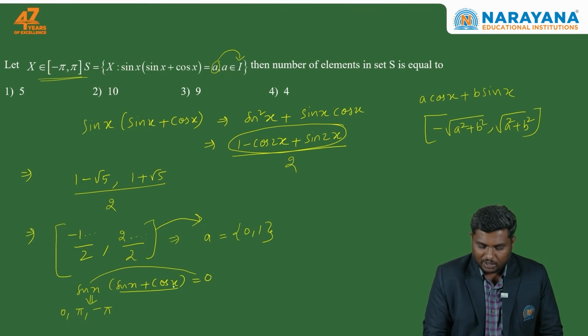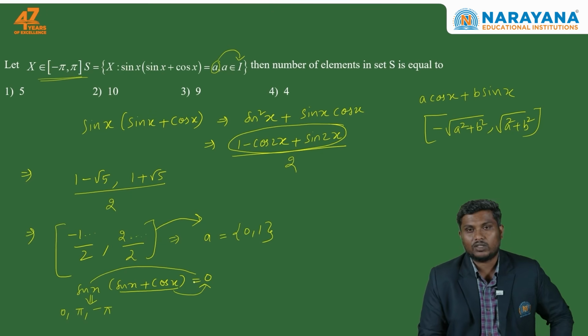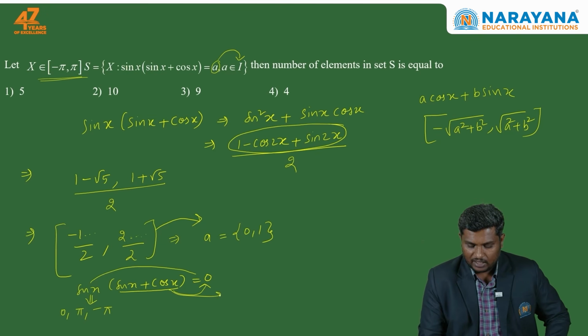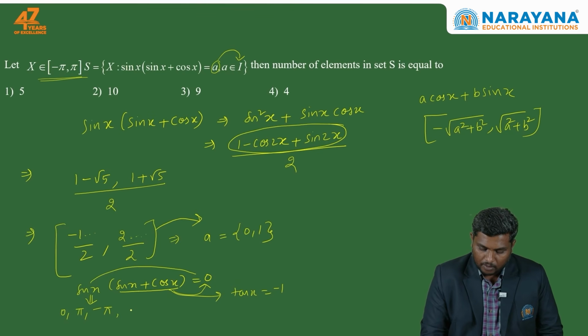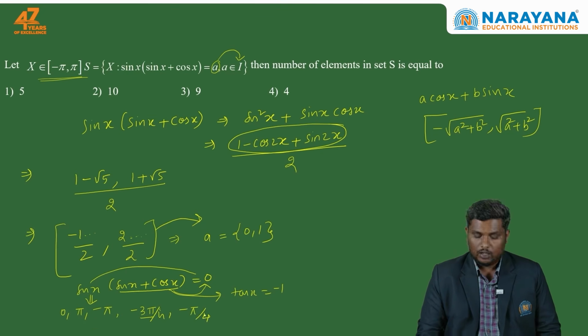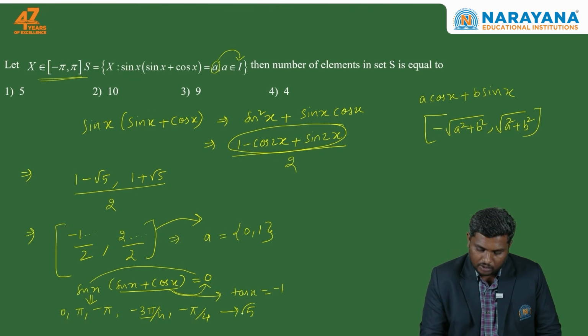What about sin x plus cos x is equal to 0? Sin x plus cos x equal to 0 implies tan x is equal to minus 1. Now how many solutions do we have for tan x equal to minus 1? So we have minus 3 pi by 4 and minus pi by 4. Both are in the interval. So here we got 5 solutions in the first case.